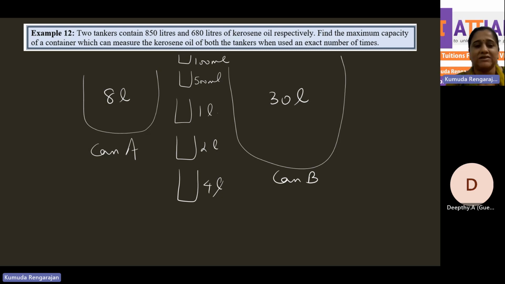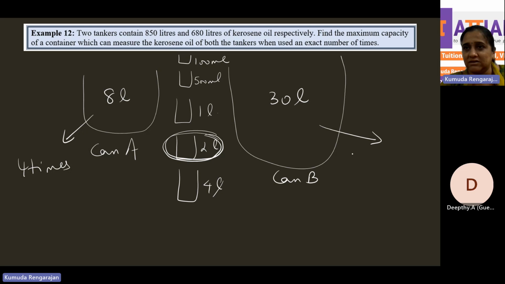Now, I'll give an example. Supposing she measures using the 2 liters cup. She'll measure this one 4 times, because 2 liters, 2 liters, 2 liters, 2 liters make 8 liters. She'll measure the exact number of times, 4 times. If she uses the 2 liters cup here, she'll measure it 15 times.